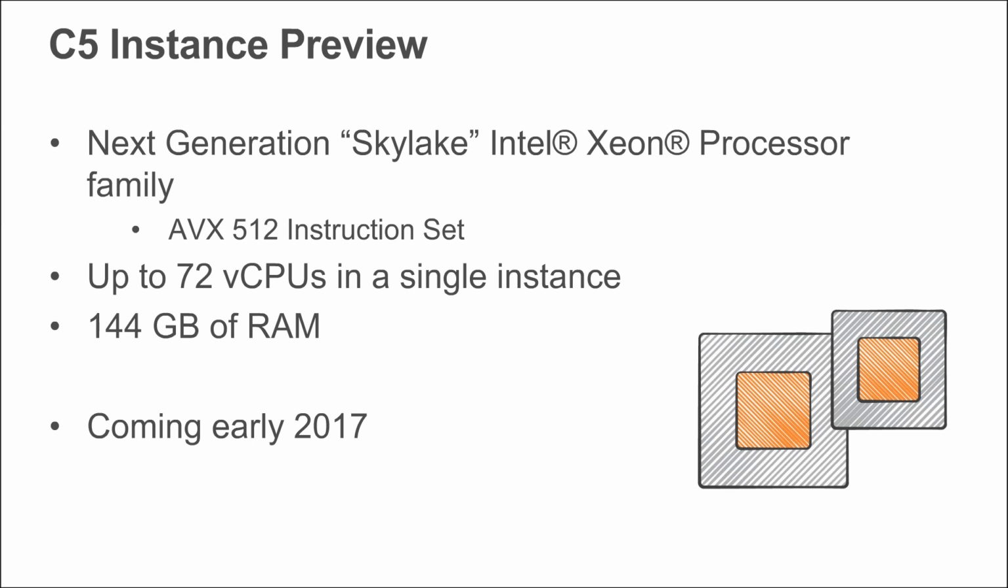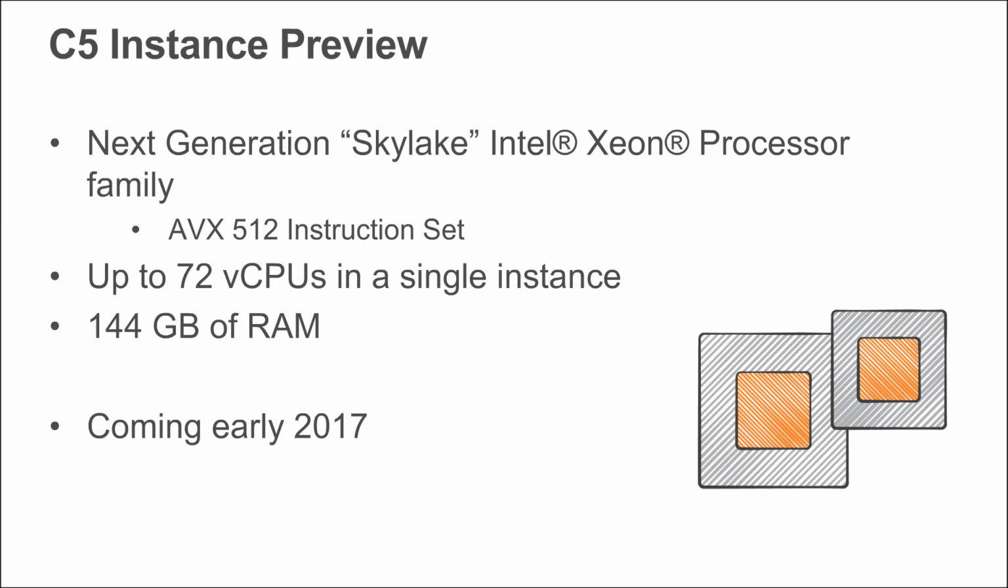But an instance that I'm really excited about that we just announced at re:Invent is the C5 instance. And this should be coming out early this year. The C5 is going to be our next generation of compute family instance. And the C5 is exciting for a few reasons. The first reason that I'm excited about it is that it's far more dense than any of our current compute-optimized instances. So the C5 instance will have 72 virtual CPUs all on a single machine.